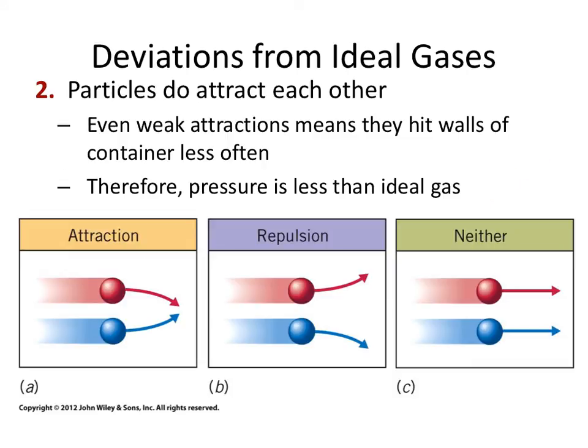Another deviation from ideal gases is that the particles actually do attract each other. They have very weak attractions, but it's going to affect how often they hit the walls of the container. And so that can make the pressure less than that of an ideal gas. So you can see the attraction between them is going to cause them to bend, versus repulsion, which pushes away, versus neither. If they're pulling in towards each other, they're going to collide with each other instead of colliding with the wall. They're going to hit different parts of the wall here, versus here they're just going to hit together. So it changes the amount of collisions occurring.